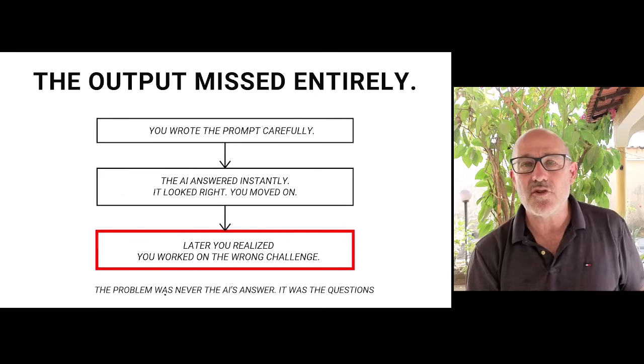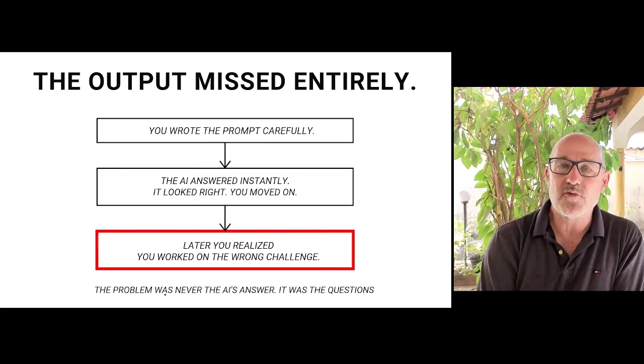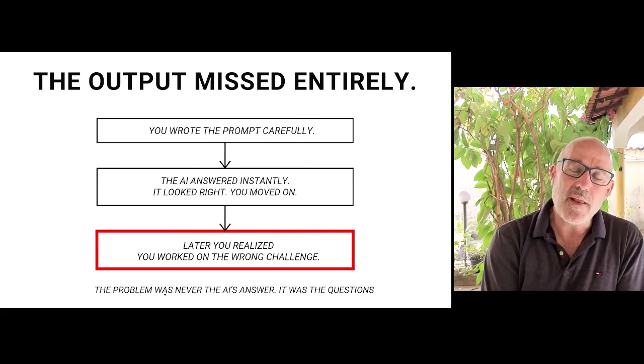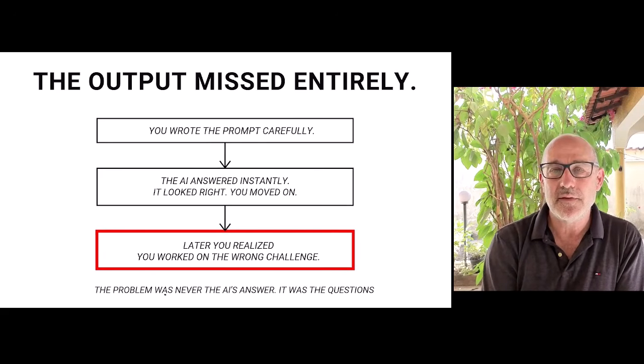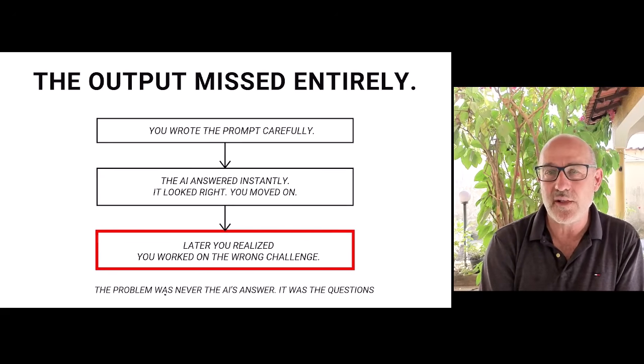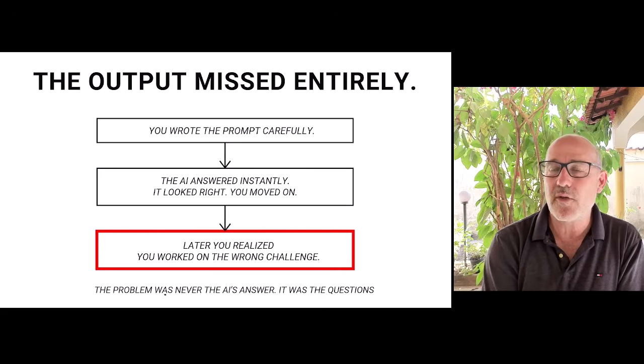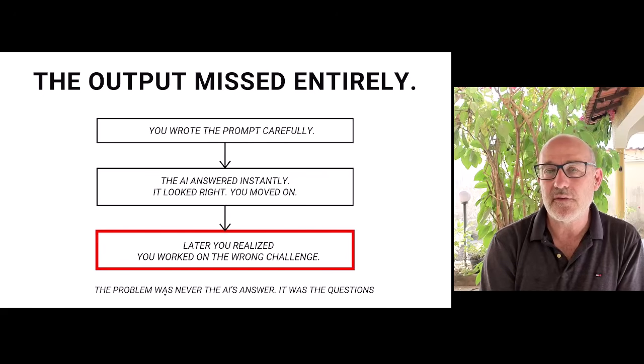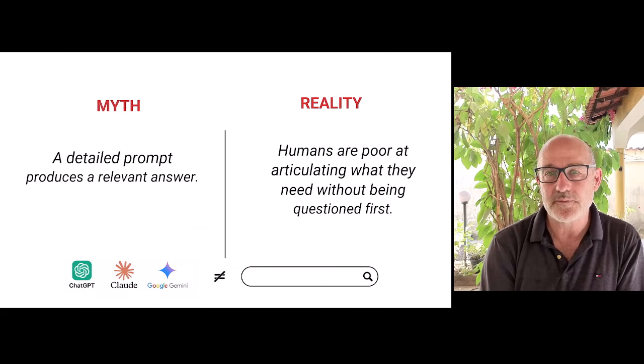In the last lesson, you learned how to steer AI through a problem space. Now, what happened before that problem space is you might have prompted, the AI answered, it looked right, you moved on, later you realized you worked on the wrong challenge. You go back to find out where the process broke, and typically it breaks at the beginning. Not because the AI was wrong, but because you didn't ask the right questions.